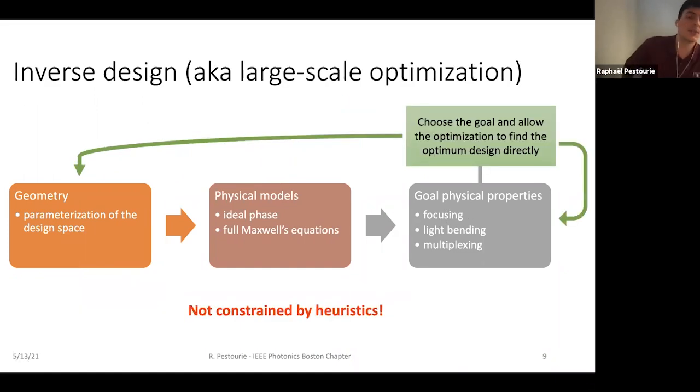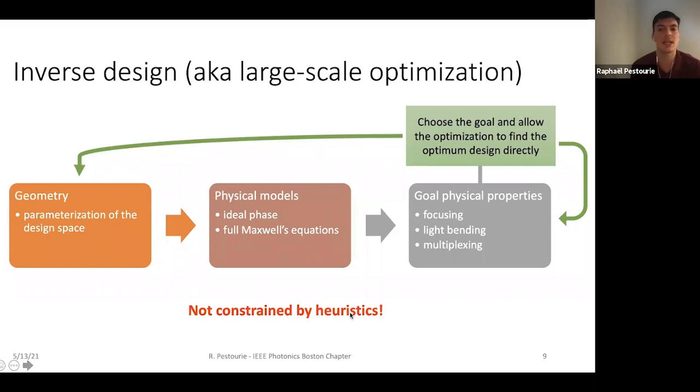And there's another way to design, which requires a computer, and which is inverse design, also known as large-scale optimization. And here you focus first on really your goal, and you make an objective function out of it, and you try to maximize it. And this is large-scale optimization, so you can maximize it with a parameterization that has many parameters, millions. I'm going to show today a parameterization that has up to 1 billion parameters.